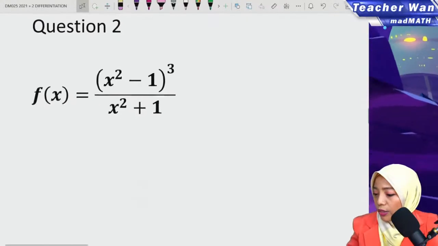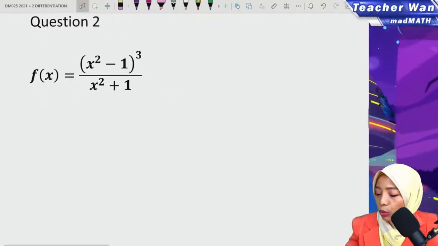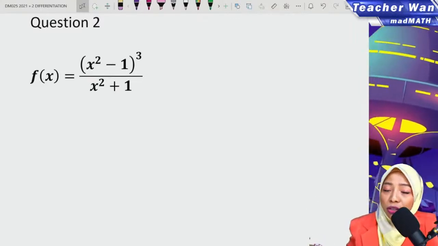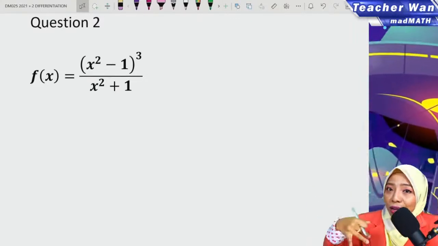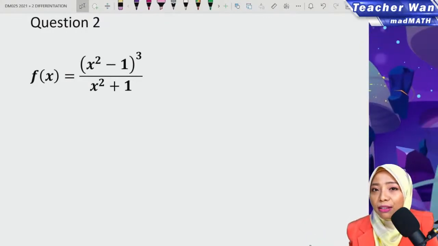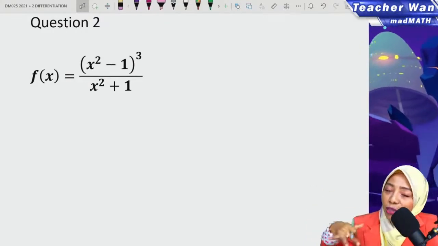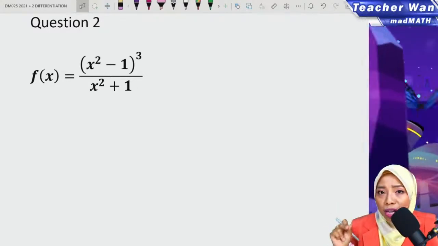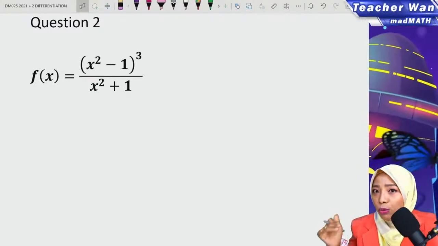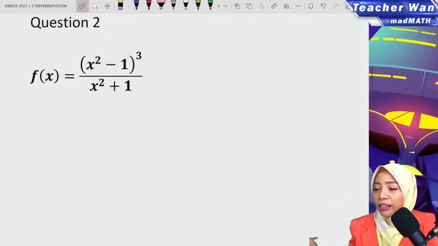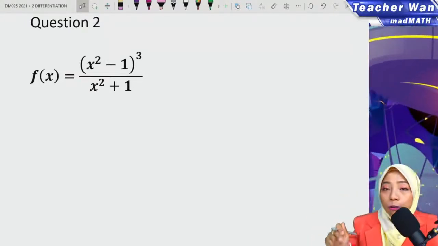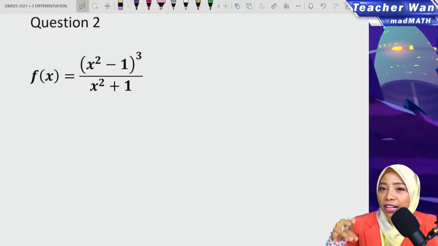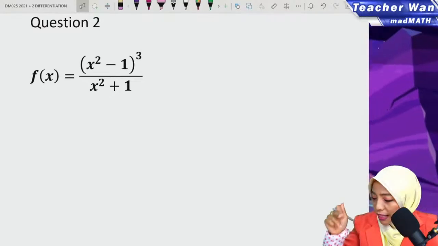Alright, let's look at question 2. Question 2 actually, to do the quotient rule is not a problem. It's just to factor out. A lot of my students asking, Madam, how did you get this final answer? So we are going to focus on what's the factor that you are going to factor out. This is actually the 4th question, but a different kind of function. So let's do this.